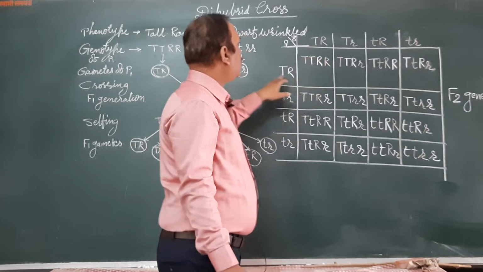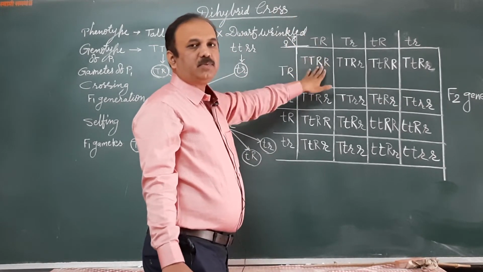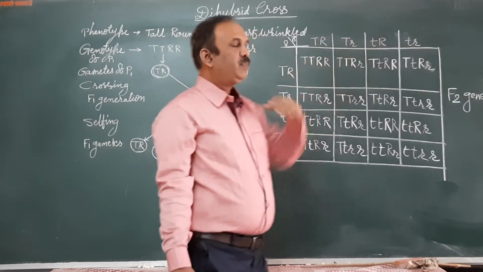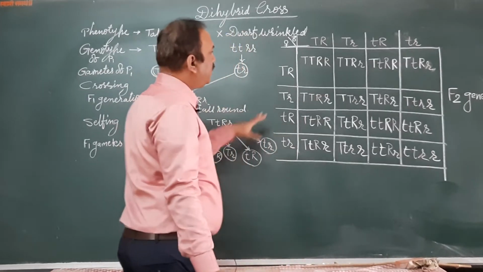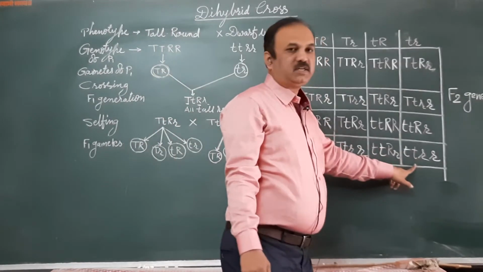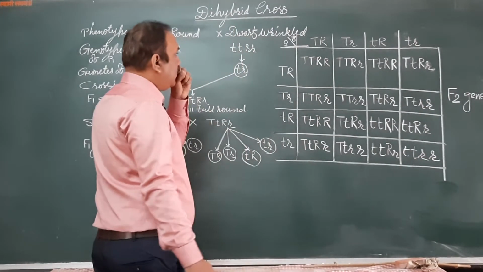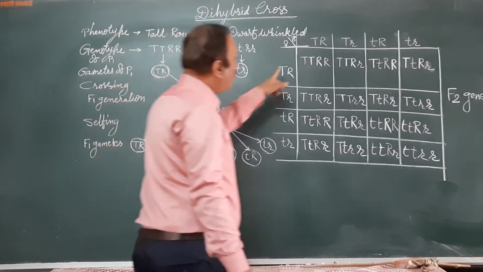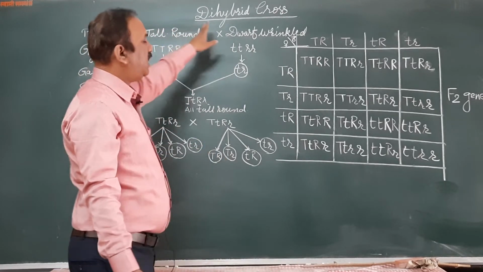When I have made the cross, this is capital T, capital R, capital R, capital R, capital T, capital T, capital R, capital R, capital T, capital T, capital R, small r. Now after drawing this, you are getting 16 individuals in the F2 generation. Now all these represent what? It is a cross of dihybrid.